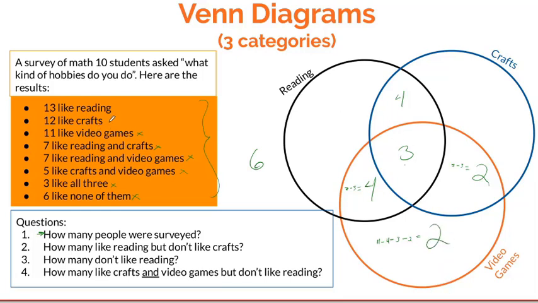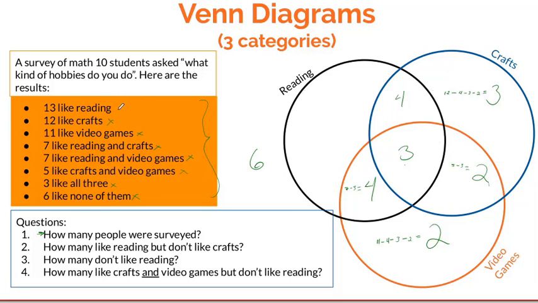All right. Now I want to figure out what goes in the craft circle, the blue circle here. So I know that I had 12 who like crafts, but I've already accounted for the 4 who like reading and crafts. So I'm going to take them out. I've already accounted for the 3 who like reading, crafts, and video games. And I've already accounted for the 2 who like crafts and video games. So this time, I've got 3 who like crafts and not necessarily anything else.